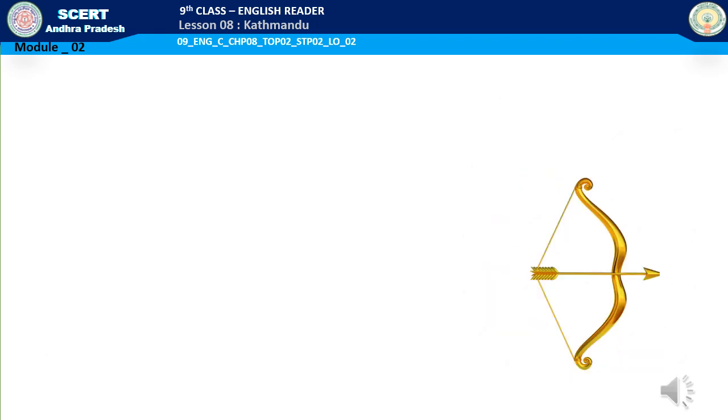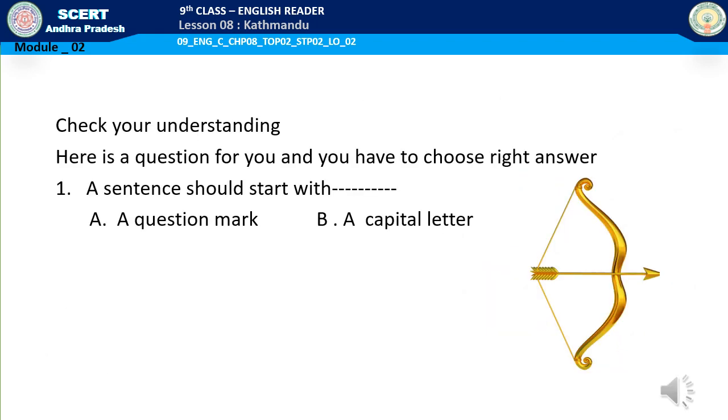Check your understanding. Here is a small question for you. You have to choose the right answer. Question. A sentence should start with dash. A. Question mark. B. Capital letter.